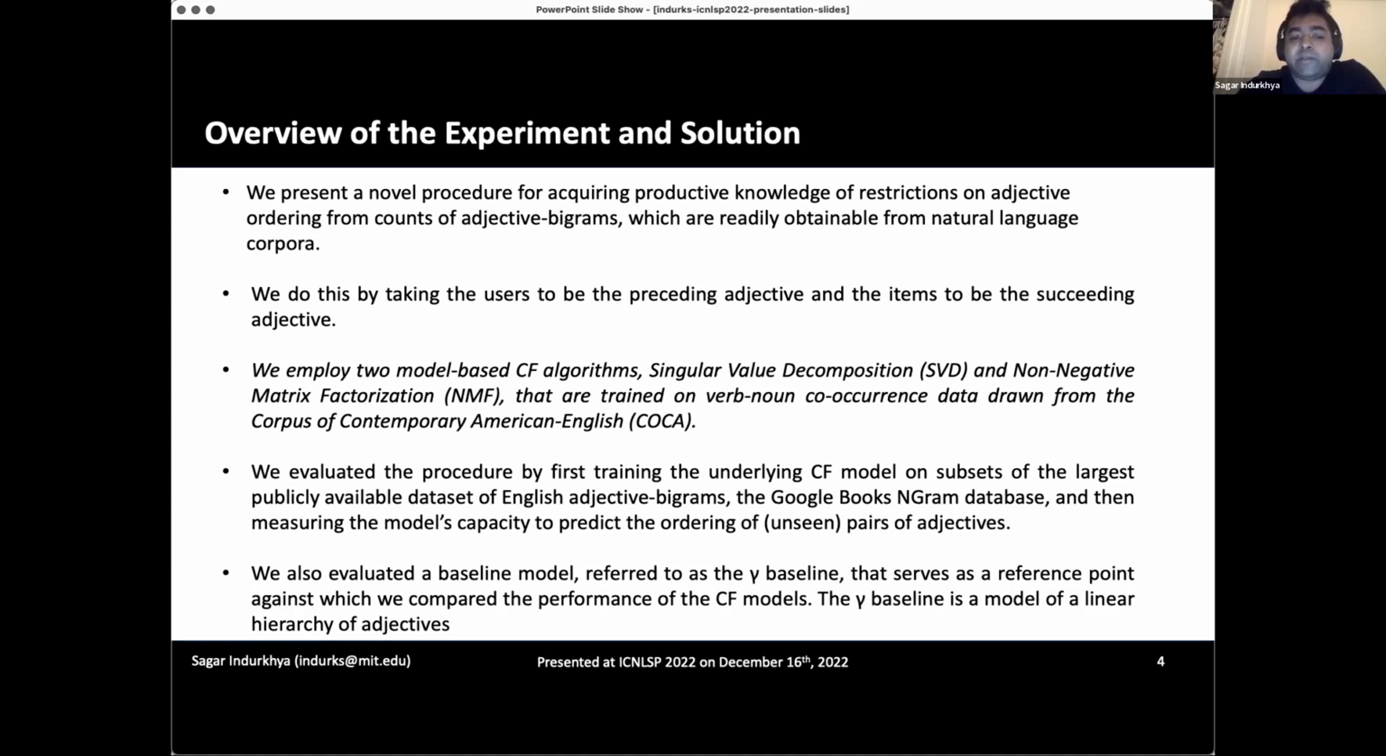And we evaluated the procedure by first training the underlying collaborative filtering model on subsets of the largest publicly available data set of English adjective bigrams, the Google Books Ngram database, and then measuring the model's capacity to predict the ordering of unseen pairs of adjectives. So that's what I meant by saying it's a productive model.